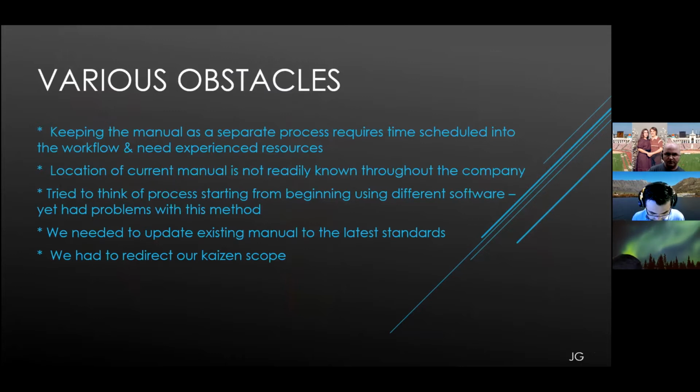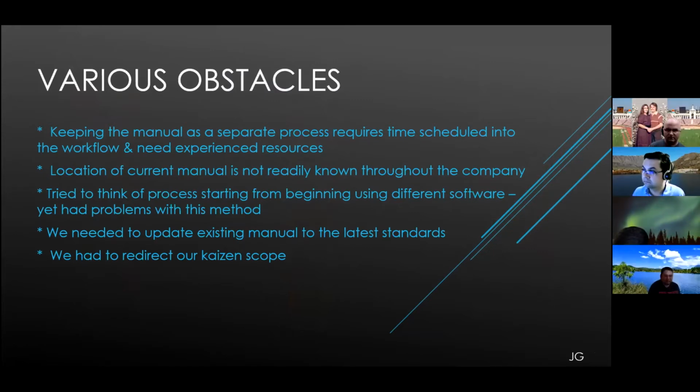And as with everyone throughout the Kaizens, we always come up with obstacles. Some of ours were keeping the manual as a separate process, required time scheduled into the workflow, and needed experienced resources. Also, the location of the current manual was still not really known throughout the company. Throughout the process, we tried to think of starting from the beginning using different software, yet we had problems with this method as well. We also found out that we needed to update the existing manual to the latest standards, because it was an outdated one. And we understood that we had to redirect our Kaizen scope.